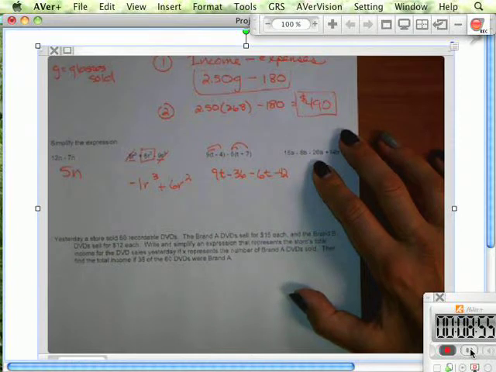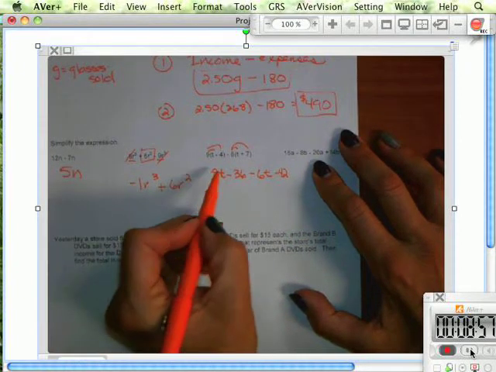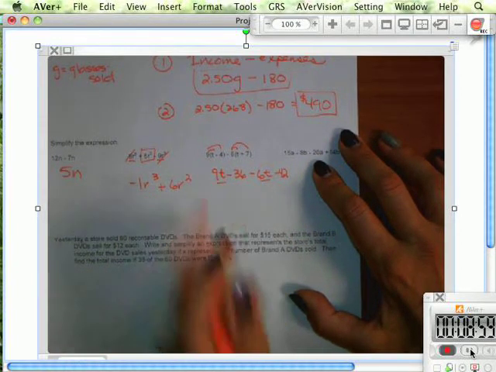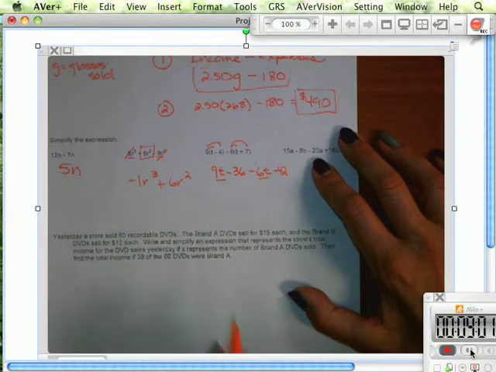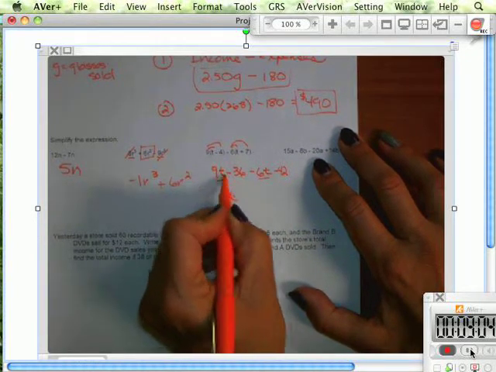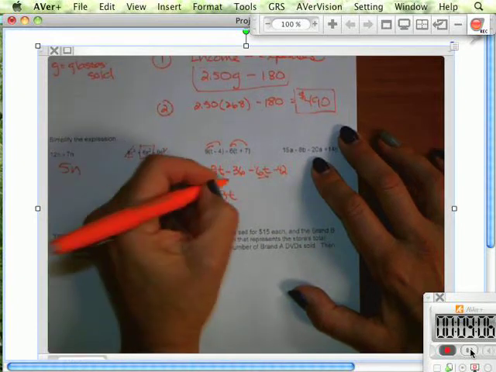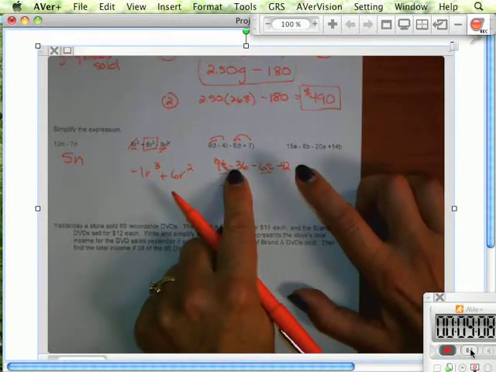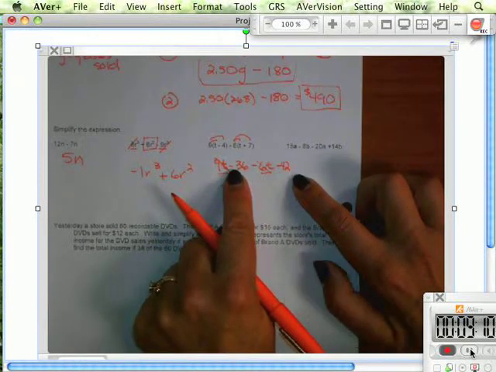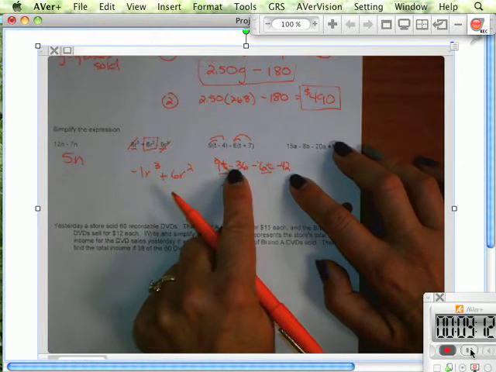Now I combine like terms. 9T take away 6T is what? 3T. And then negative 36 take away 42 more is what? Minus 78.